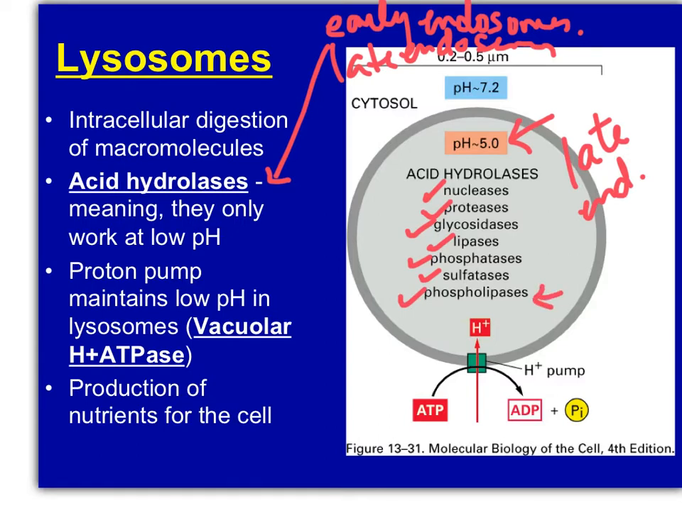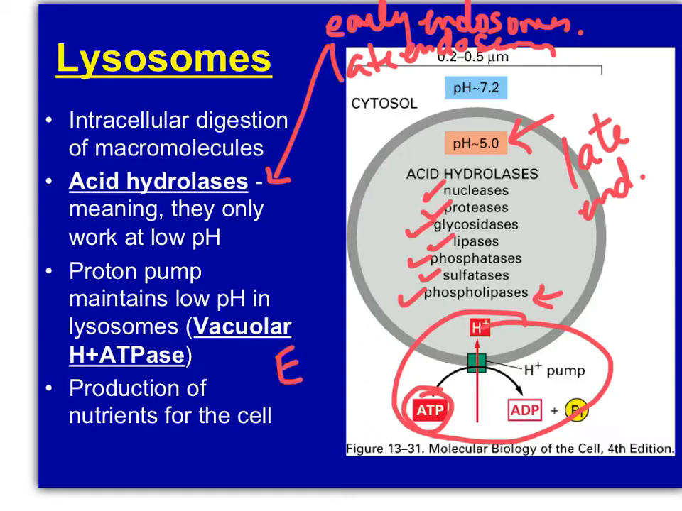So all of these are dependent upon the vacuolar ATPase, and the vacuolar ATPase is dependent on ATP. So energy is utilized to pump protons in to activate these acid hydrolases. Well, why aren't they just active when they're made? Well, think about where they're made. They're made in the ER.